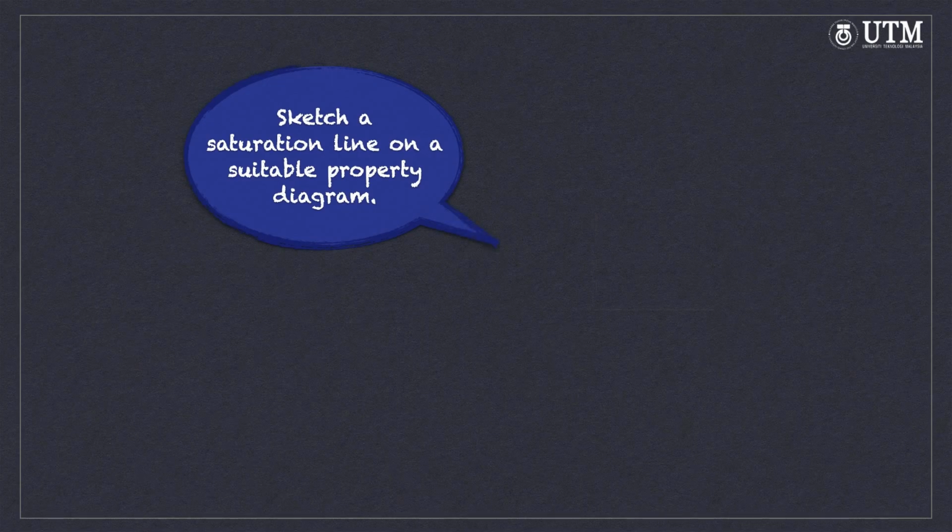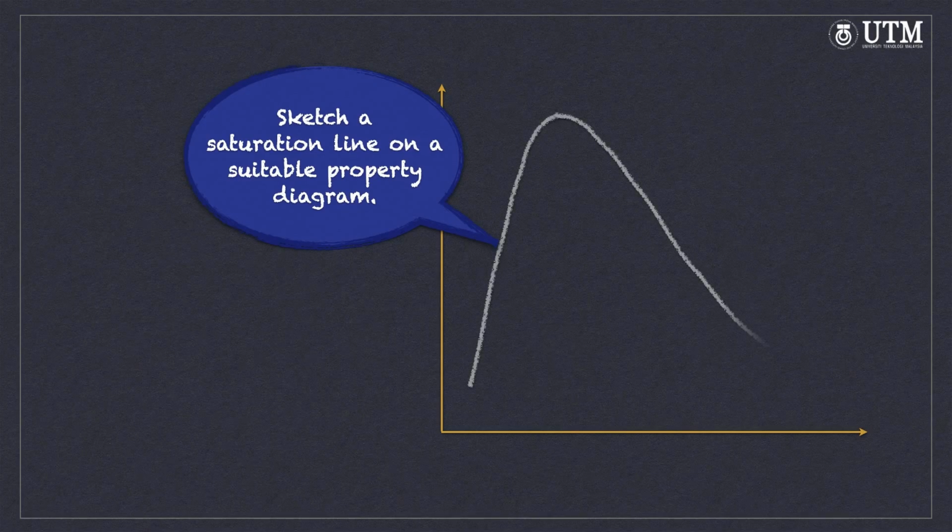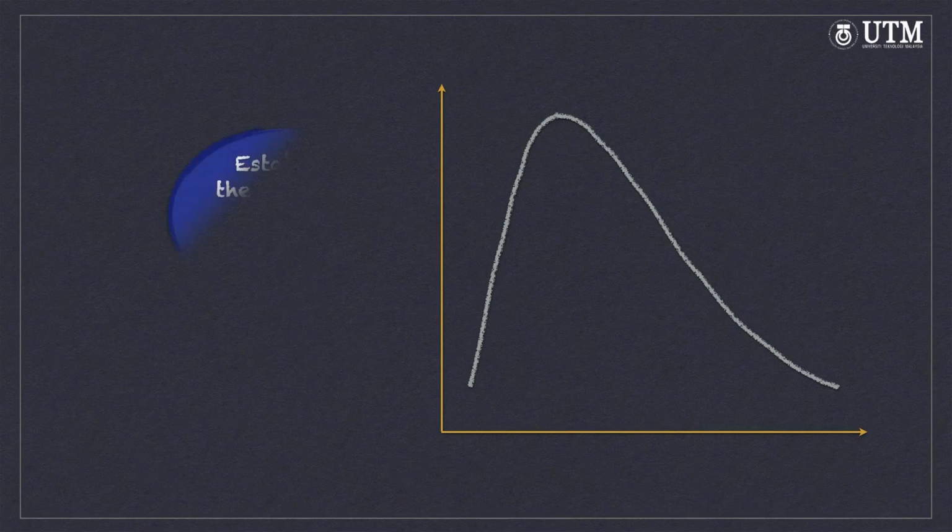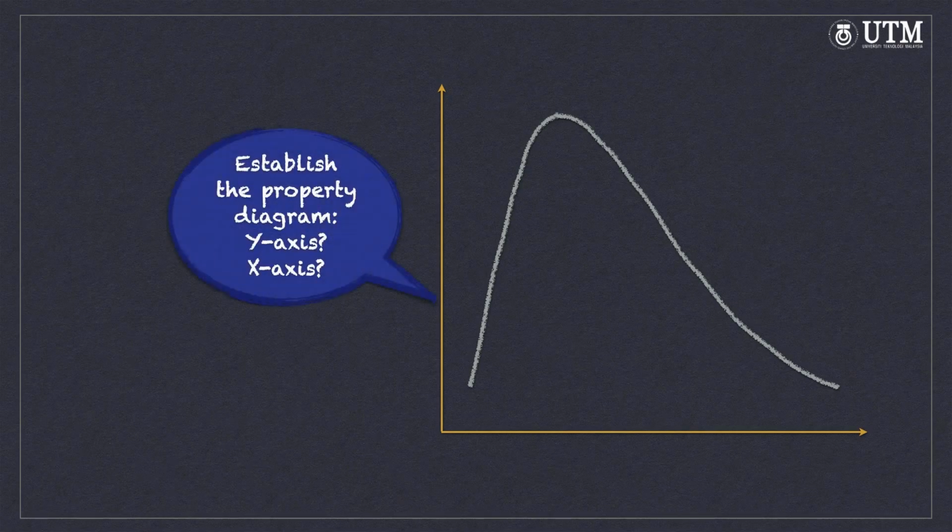First, we sketch a saturation line on a suitable property diagram that includes all the necessary given properties. Then, we establish each axis of the diagram based on the given information. For example 4.5, we will sketch a PV and PH diagram simultaneously because it could help us solve the given problem.